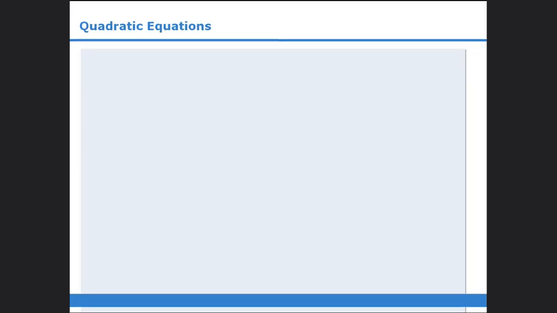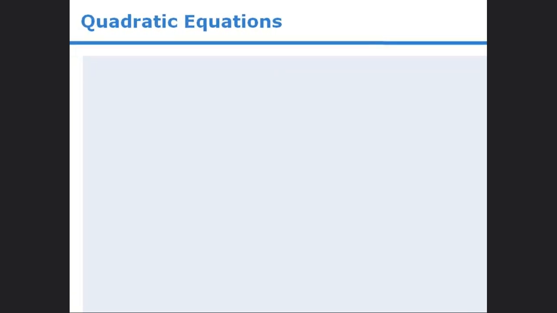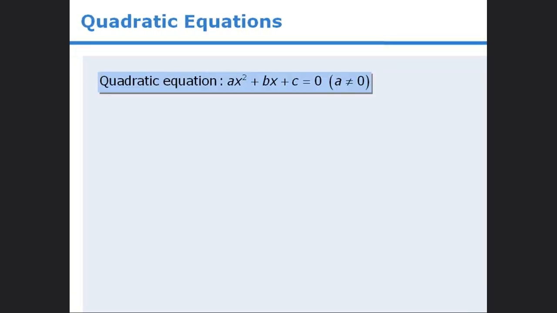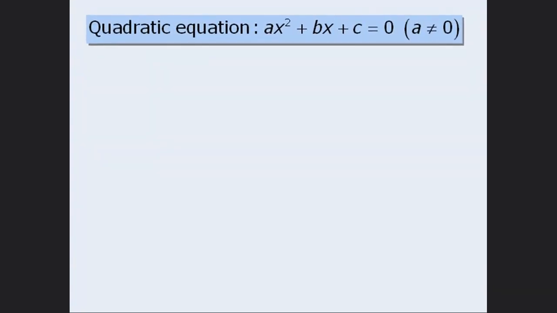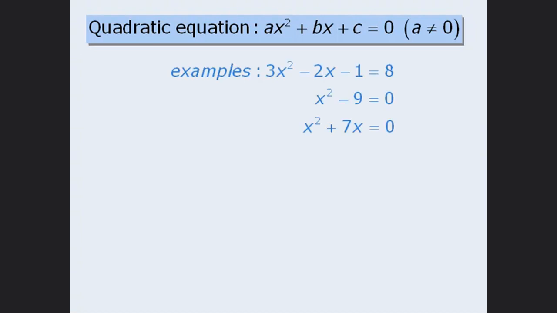In this lesson, we will examine some techniques for solving quadratic equations. To begin, a quadratic equation is any equation that can be written in the form ax squared plus bx plus c equals 0, where a does not equal 0. So here are some examples of quadratic equations. Notice that we could take these equations and write them in the form ax squared plus bx plus c equals 0. Another way to look at it is to say that a quadratic equation is an equation that has one variable raised to the power of 2.